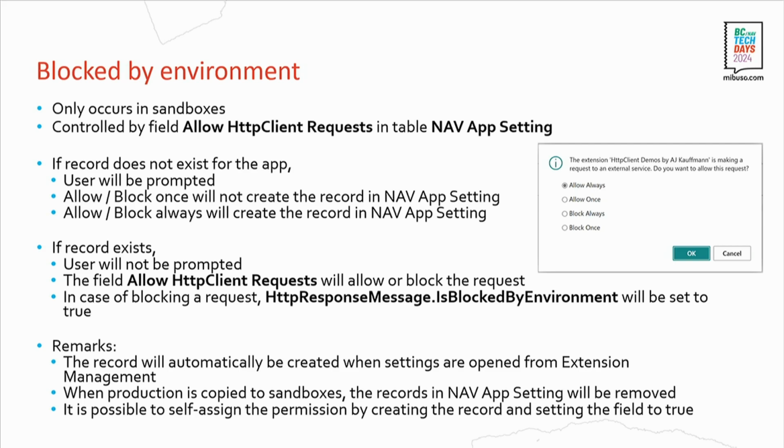Now, what you need to keep in mind here is that this record can be opened from the extension management page. And when you do so, then it will automatically be created. As an effect, you will not get that prompt anymore. It will just block, unless you say true in that page. When you copy a production to a sandbox, then the NAV App Settings table will be cleared. And you can also create that record yourself in your code, in your install code for example, just to self-allow the app for doing HTTP requests.